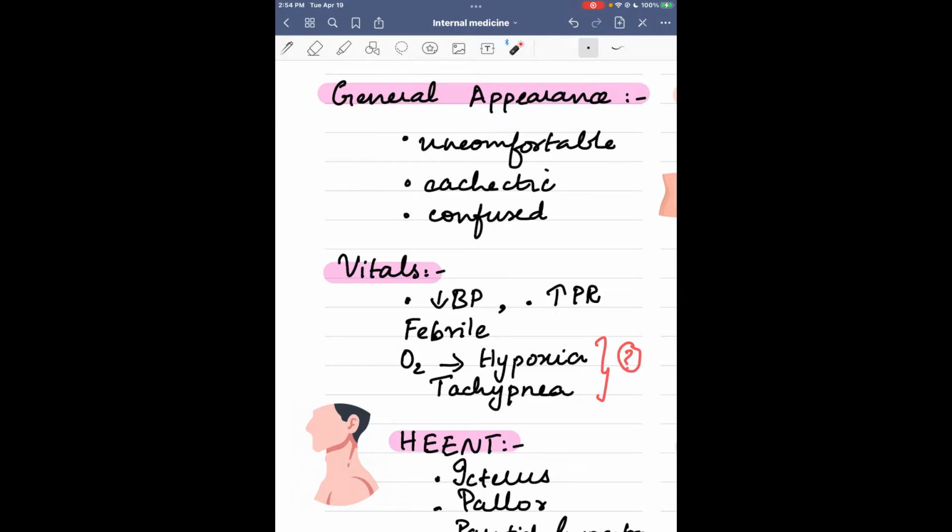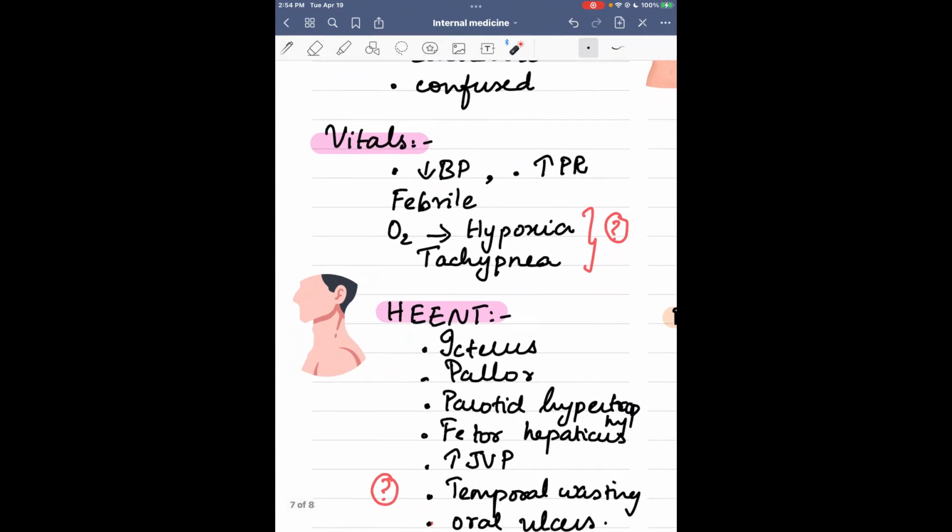And again, because of malnutrition and underlying malignancy, there can be cachexia too. And if there is hepatic encephalopathy, the patient can look confused. So once we have seen the general appearance, we go for the vitals. In vitals, there can be hypotension and tachycardia, and temperature can be febrile if there is hepatitis or if there is any malignancy, and oxygen saturation can be reduced.